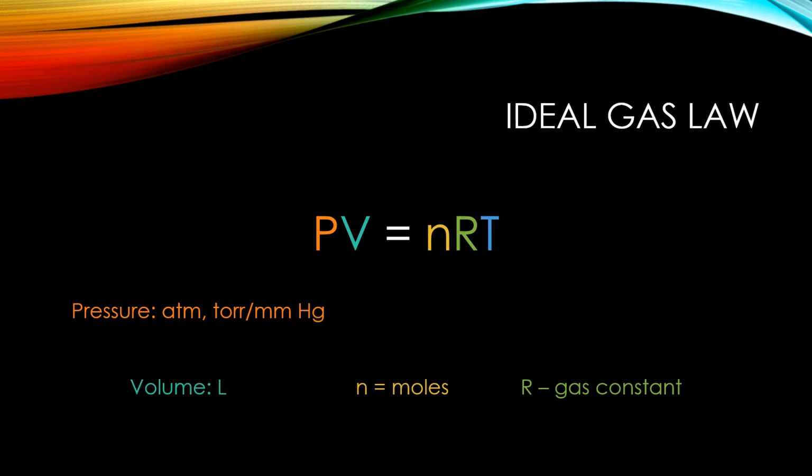And finally, T stands for temperature. And the important thing to remember when you're talking about gas laws, we want to use Kelvin temperature. The reason for this is that these relationships between different parameters and the ideal gas law only work if you use Kelvin temperatures.